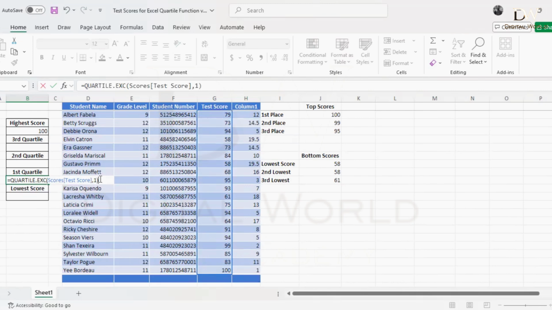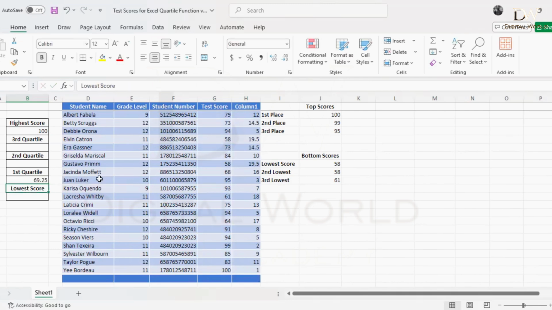It's going to look at the test score and find which score represents 25 percent of the entire test score. That means how low the score will be when you are talking about 25%. The first quartile is 69.25, which means they actually scored a little bit high in this test. This is not a test where a lot of people scored low. So the first quartile score is 69.25.